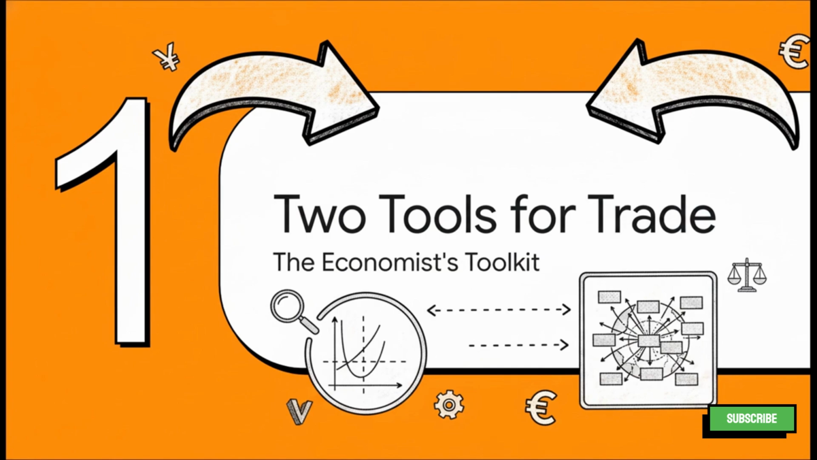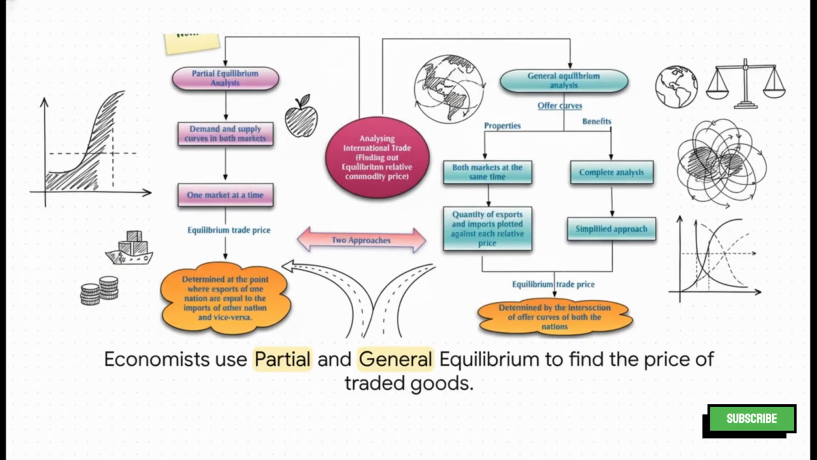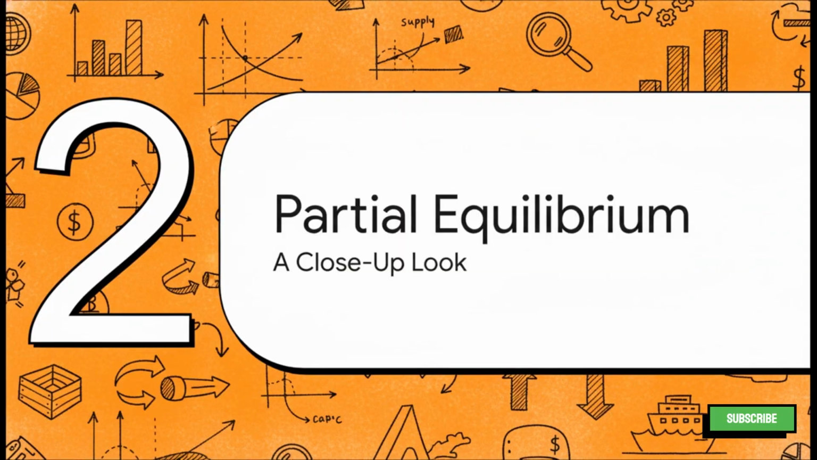Okay, first up, the economist's toolkit. So, when economists want to figure out the price of traded goods, they have two main approaches. You can think of it like a fork in the road. On one side, you've got partial equilibrium, and on the other, you've got general equilibrium. They're two totally different ways to get to the answer, and each one is useful for different kinds of problems. All right, let's grab that first tool and take a closer look.